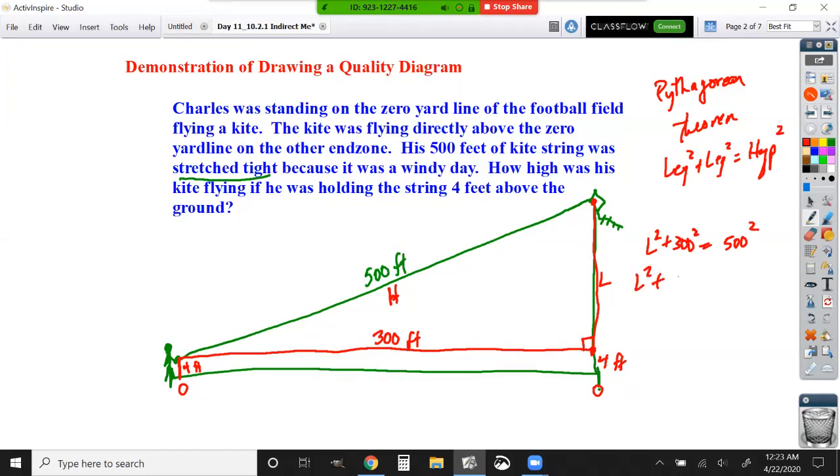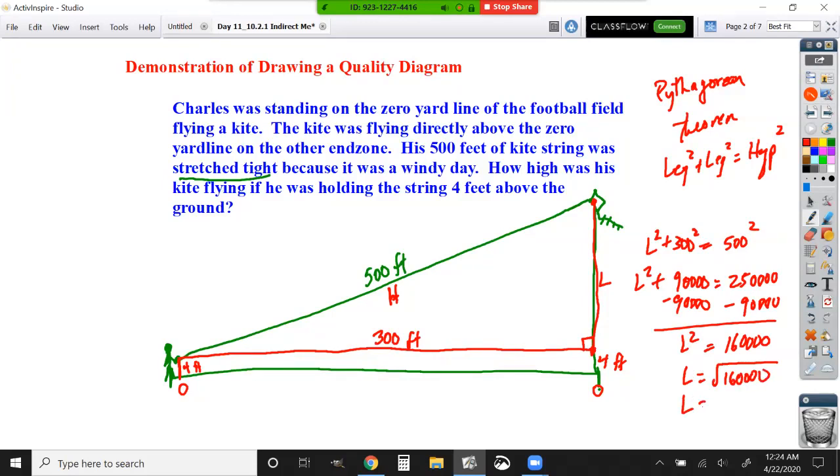L squared plus, let's see, that's a 9 with 4 zeros, is equal to 25 with 4 zeros, so 250,000. If you subtract the 90,000, L squared is going to equal 160,000. So L is going to be the square root of that, or L will be 400 feet. So this is 400 feet.